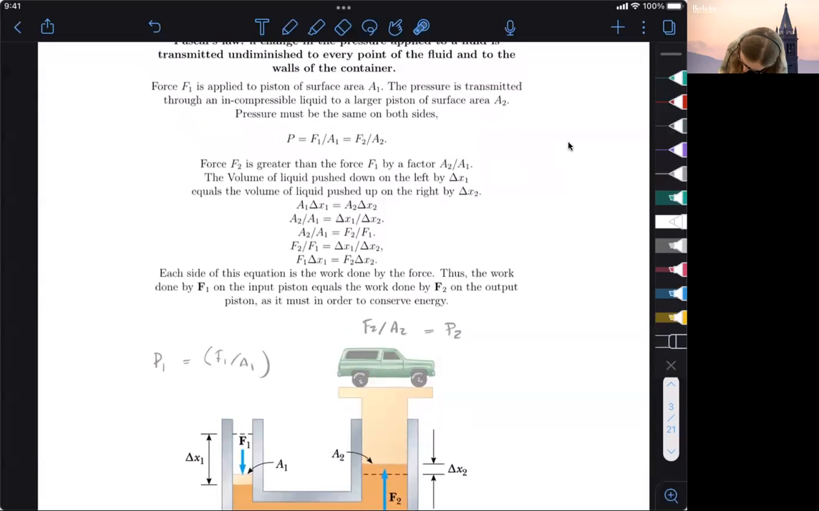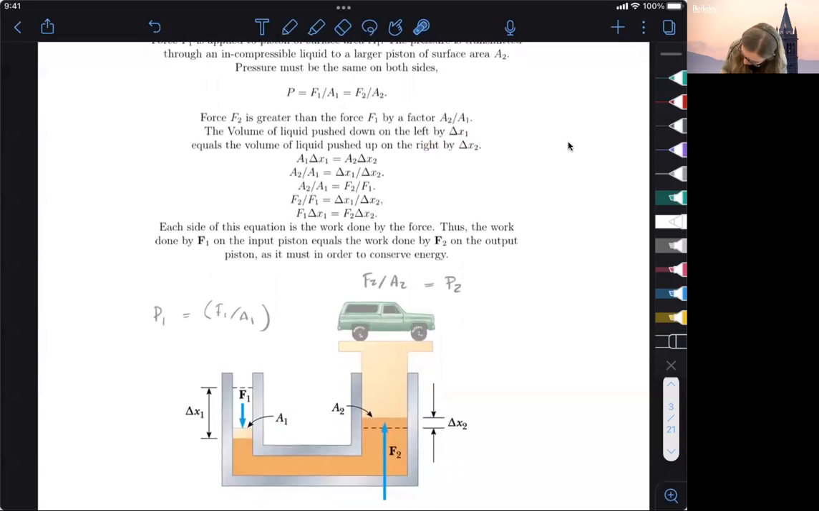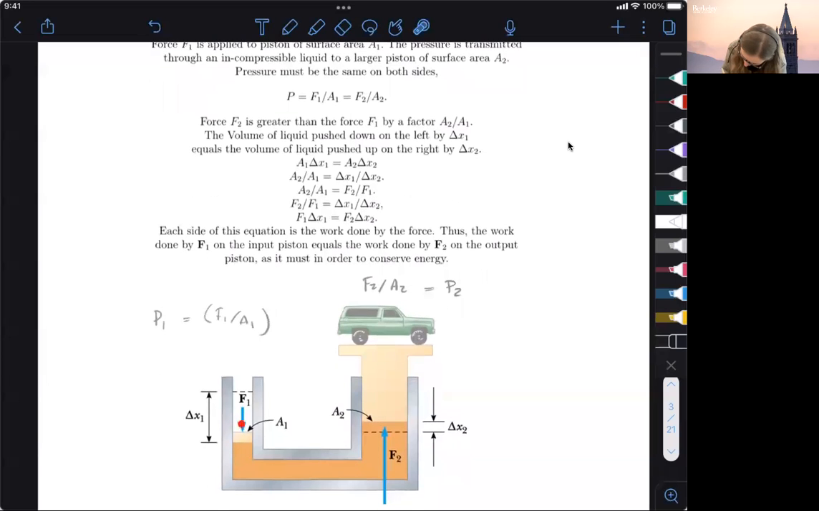Because I know that each of these forces over the areas are equal, if force 2 is greater than force 1 by this factor, then the volume of liquid pushed down by x1 on this side is equal to the volume of liquid pushed up on the other side by this delta x2. These relationships are true.